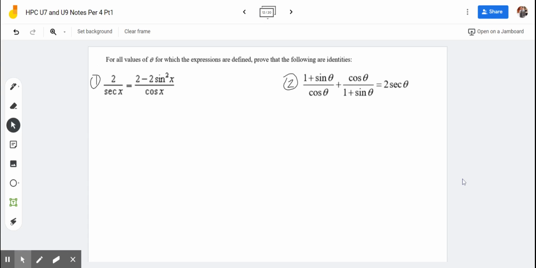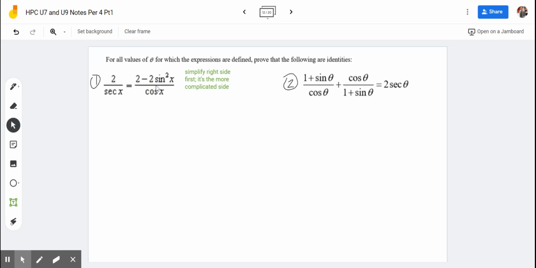Guys, in this video, we're going to go over a few of these trig identities and how, following the guidelines, we can simplify and verify them. It says for all values of theta for which the expressions are defined, prove the following are identities. Okay, so we have 2 over secant of x equals 2 minus 2 sine squared of x over cos of x. Looking at the two sides of the equation, I would definitely say that the right side of the equation is the more complicated side. So we're going to try and simplify the right side first.